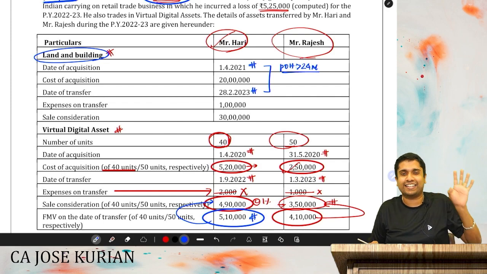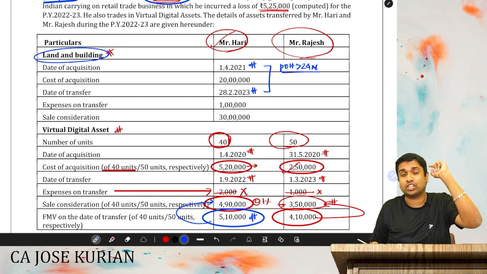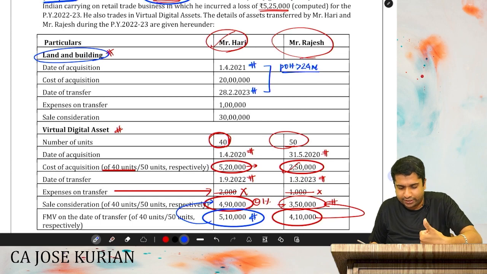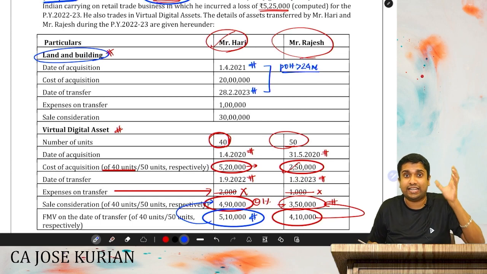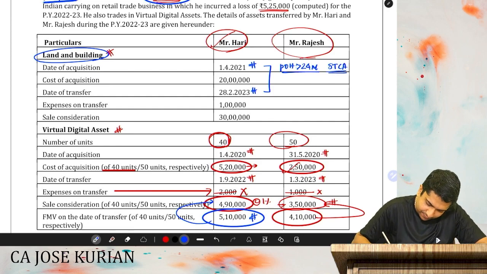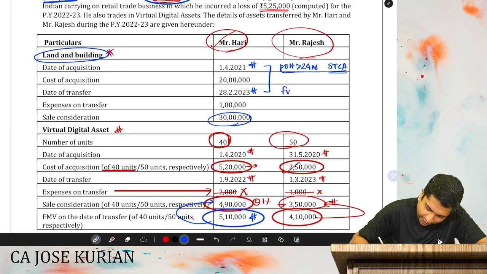If the period of holding is less than or equal to 24 months, then it shall be regarded as a short-term capital asset. So here from 2021, then 22, 23, it is less than 24 months and hence it is a short-term capital asset. Now, how much is the full value consideration? 30 lakhs. So full value consideration is 30 lakhs.